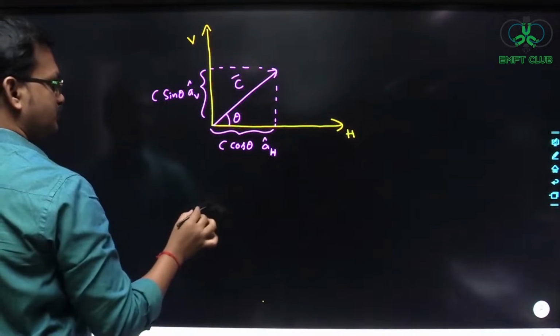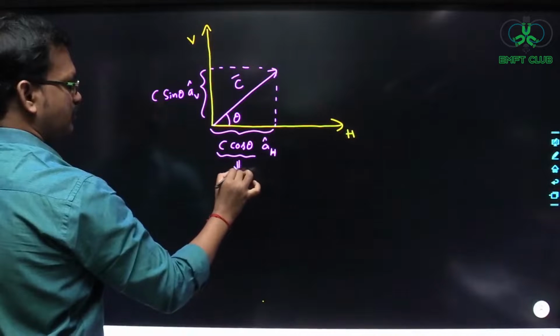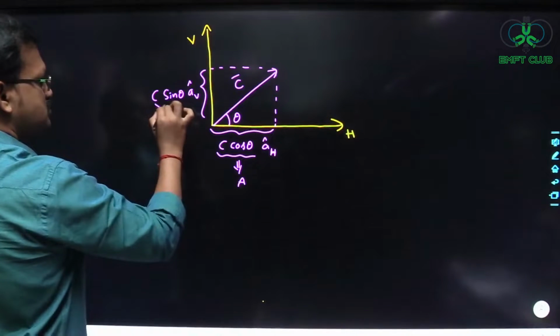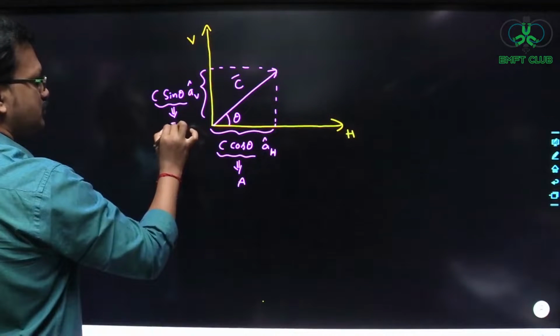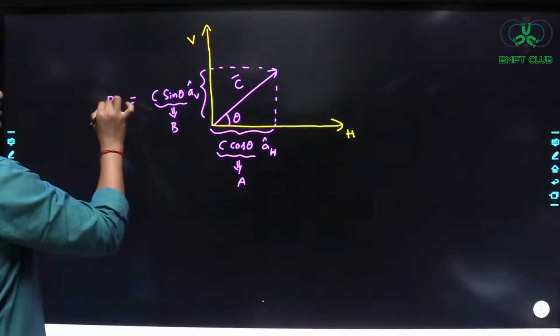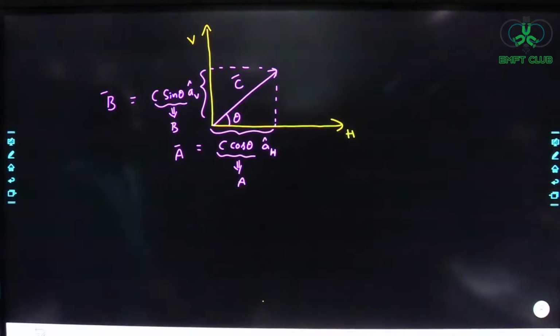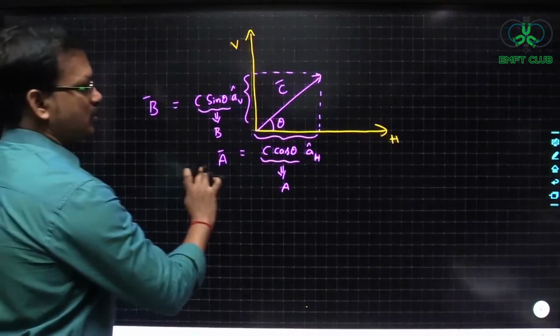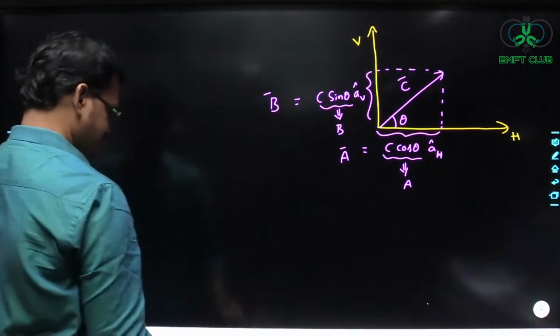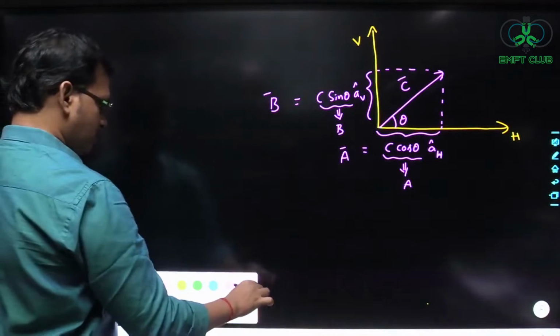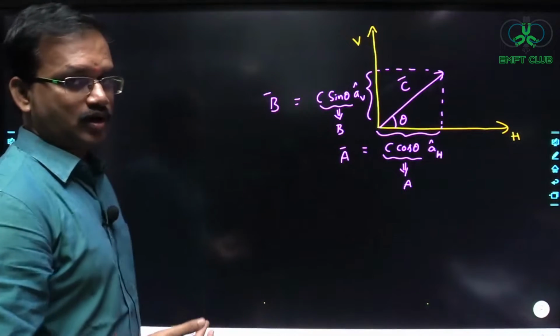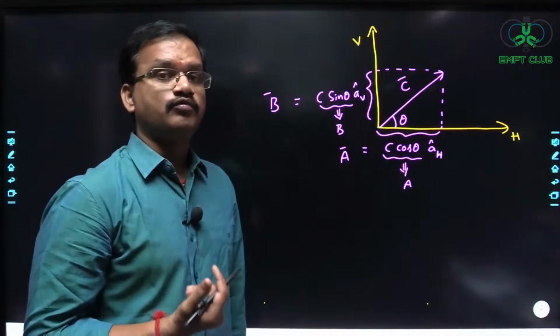Okay, so this is C cos theta we have represented with A, and this is C sin theta we have represented with B, and we have called this B bar, and this A bar. Up till this point there should not be any doubts, right? Now here we try to develop a mathematical model for how to determine the component of one vector along the other.